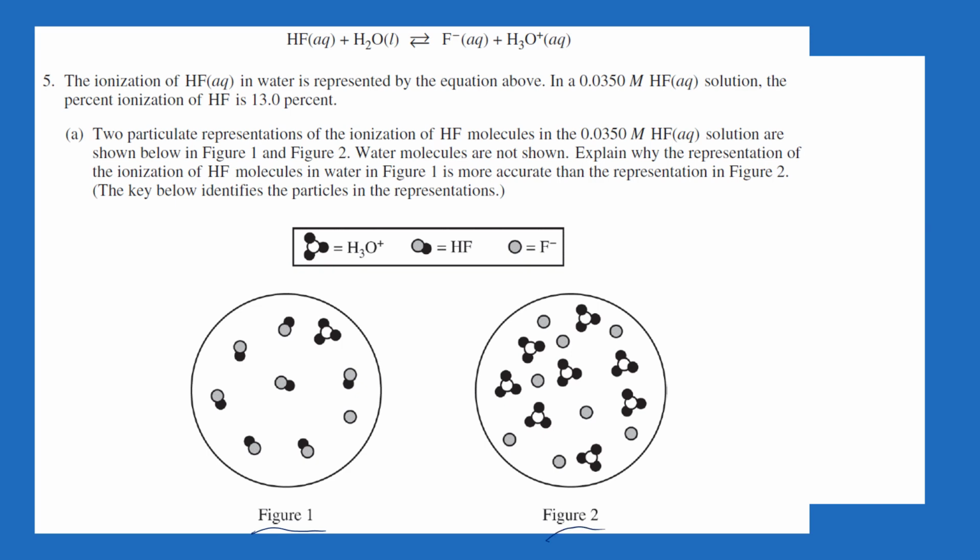So HF is a weak acid. Okay, make sure you have your strong acids memorized, your strong bases memorized. Anything not on that list is weak. So HF is a weak acid. That means only some of them split apart into ions and react with water to form hydronium. So you'll see just some of them are changed into ions. This figure 2 has all of them in ions, which would be true if it was a strong acid, but it's not a strong acid.